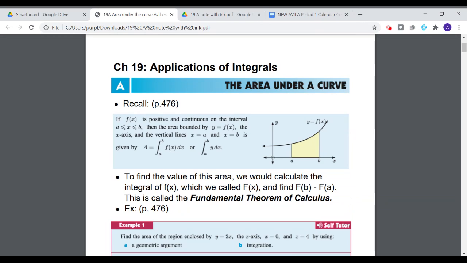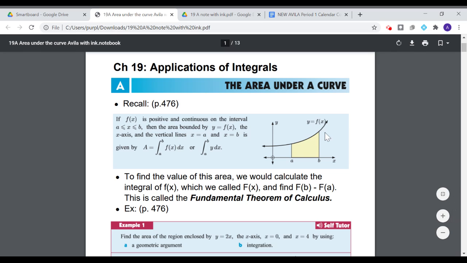So remember from the end of chapter 18 that we can find the area under a curve between two boundary points using a definite integral. That's an integral that has an upper bound and a lower bound that we're taking of a function. And if we were to take the integral of this function between these 2 points, we would find the area under the curve.